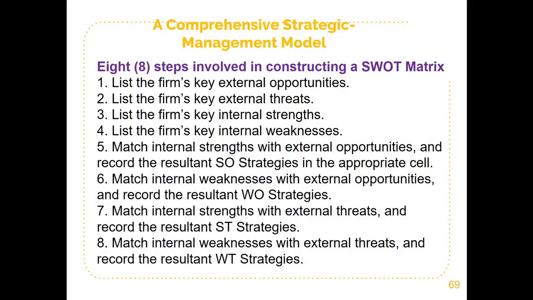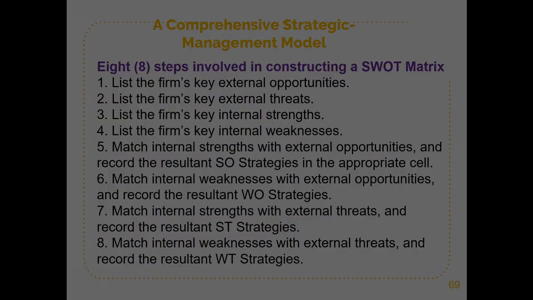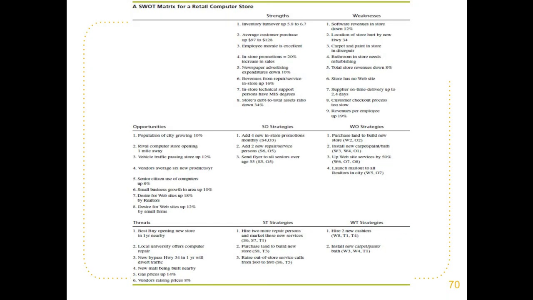Okay. All right. So there are 8 steps involved in constructing a SWOT matrix. A SWOT matrix is composed of 9 cells. As shown, there are 4 key factor cells, 4 strategy cells, and 1 cell that is always left blank, the upper left cell.